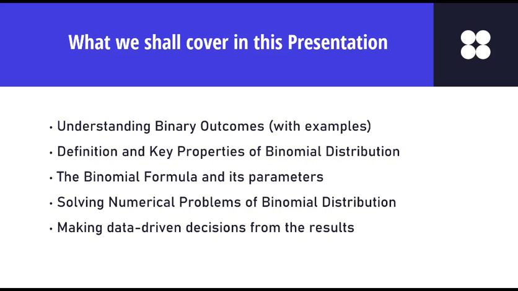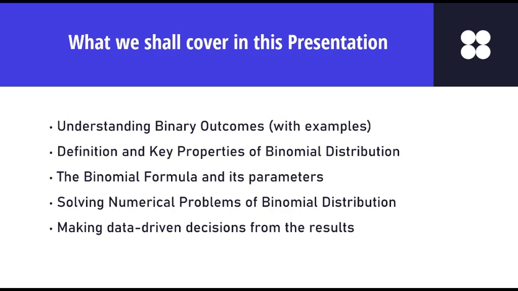Parameters are some constants of the distribution without the knowledge of which we cannot compute the probabilities. So identifying the parameters of the distribution and specifying them quite clearly in terms of numbers is important, without which we cannot compute the probability. So we'll understand the parameters of the binomial distribution.